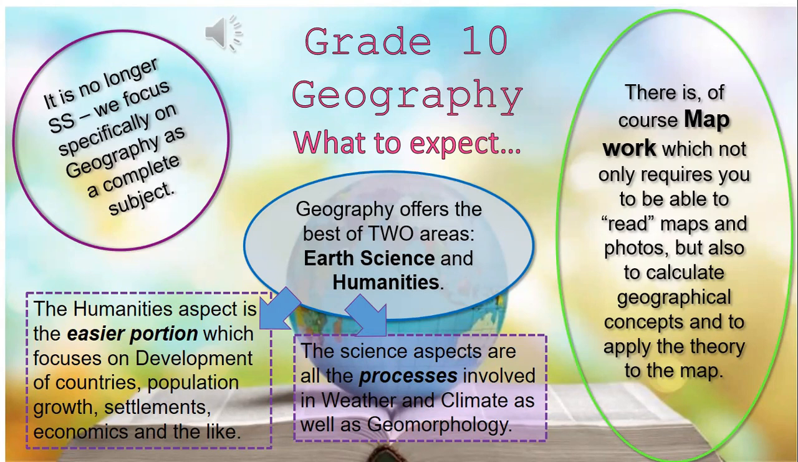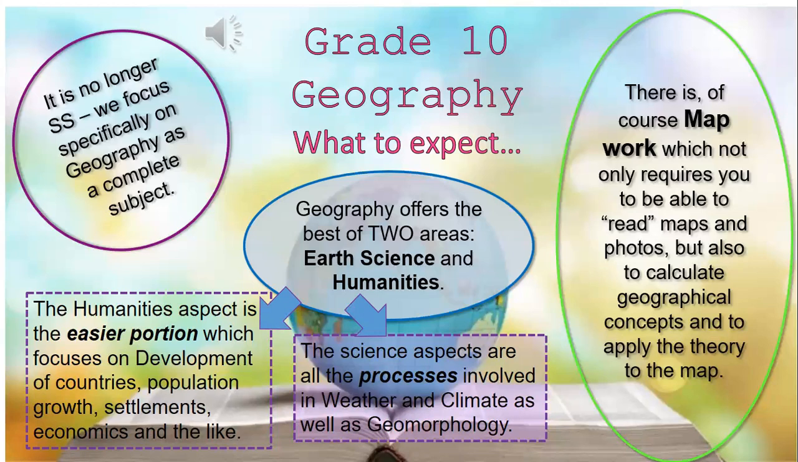And what is nice about geography is that it offers the best of two worlds, the science and the humanities. So in terms of earth science, geography looks at the processes involved in things like weather and climate, geomorphology, so how the earth actually scientifically grows, develops, changes, how different weather systems are generated, how they form, all of that.